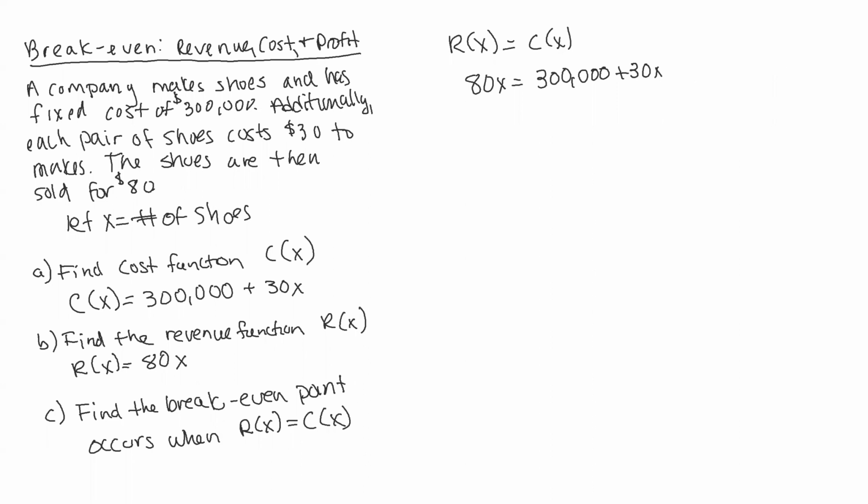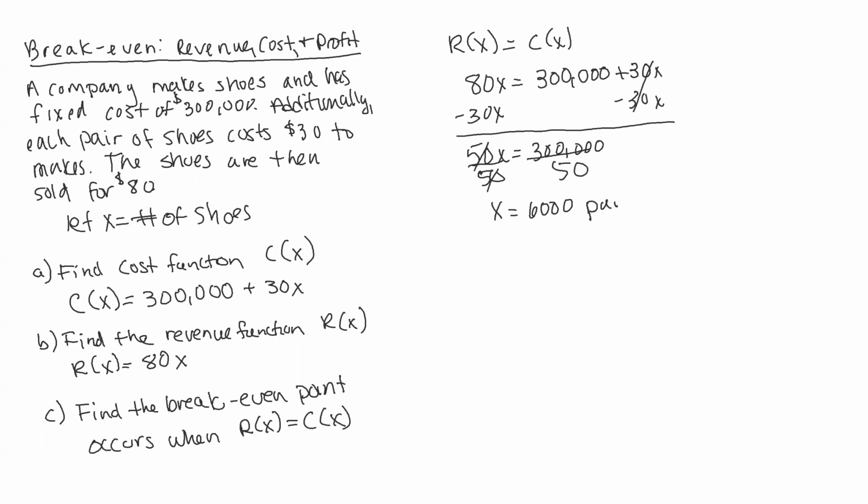I would subtract 30X from both sides. That gives me 50X equals 300,000. The 30X's cancel, they just become 0. So then I would need to divide both sides by 50. And that would tell me how many pairs of shoes I would have to sell to break even. So I would then take 300,000, I would divide it by 50, and I get X equals 6,000 pairs of shoes. Now, this is great.